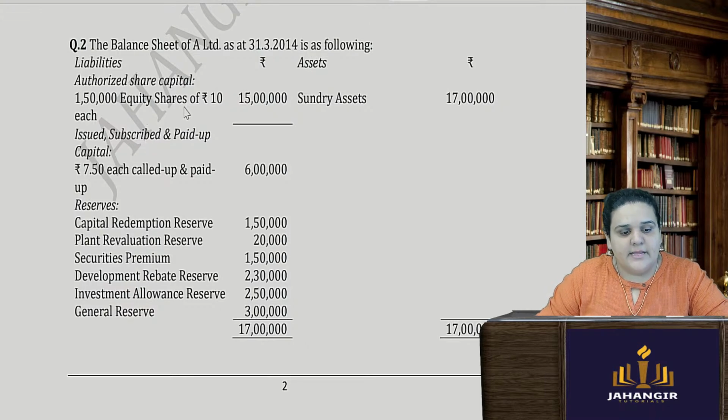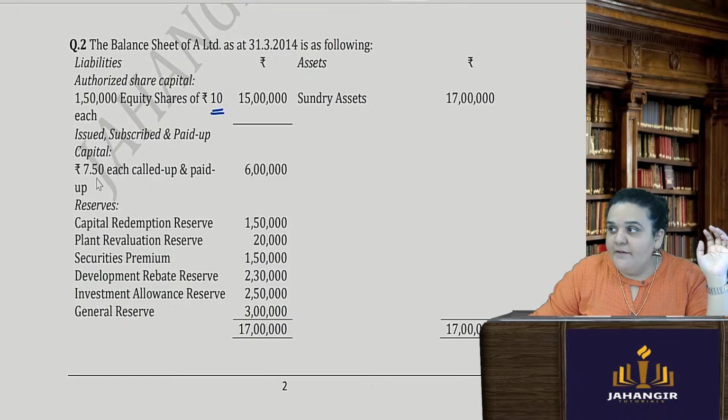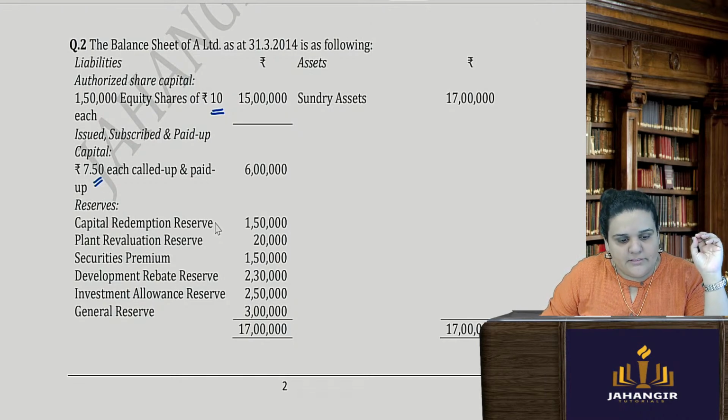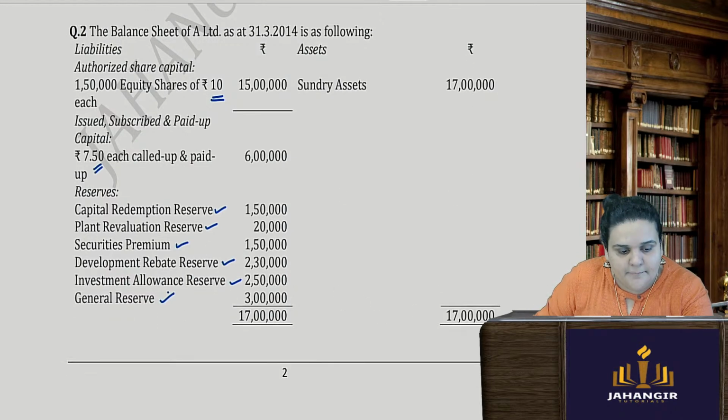There is authorized share capital of 1,50,000 rupees 10 each, but issued, subscribed and paid up capital is rupees 7.5 each, called up and paid up. Out of 10, only 7.5 is called up. Reserves: we have capital redemption reserve, plant revaluation reserve, securities premium account, development rebate reserve, investment allowance reserve and general reserve, and there are sundry assets.